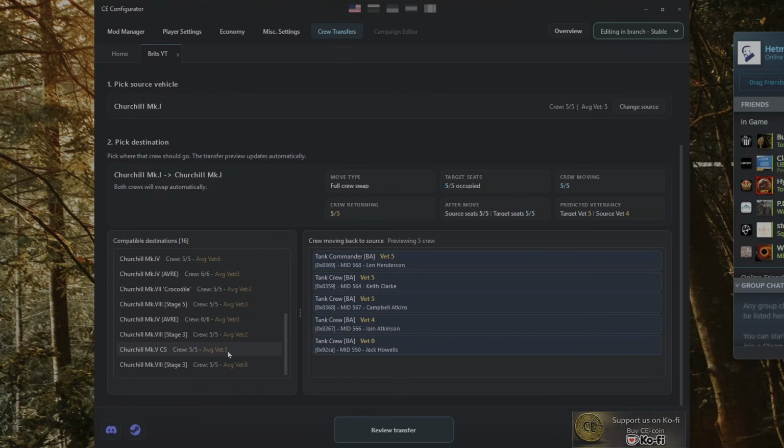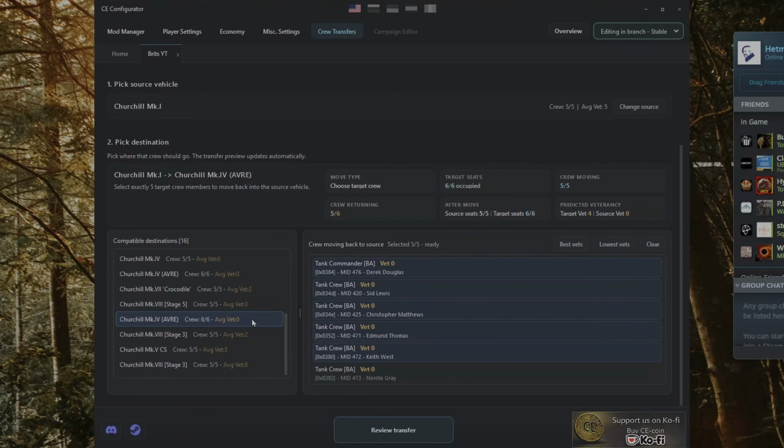This one is 8, 3, 2, 0. So we have the Churchill Mark 4 AVRE. Let's go over there. And now we are exchanging 5 crew members for a tank that has 6 crew members. This might be a bit of an issue, but essentially it's not. You can select who the guys are that will be transferred eventually. You don't have to transfer everyone, right? One of the guys will be left out.